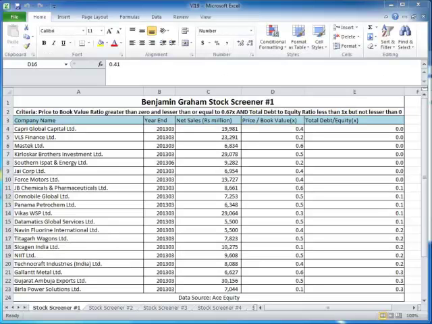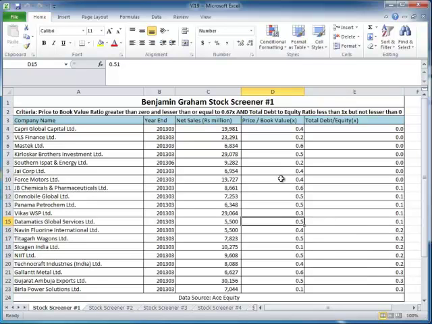Benjamin Graham stock screener number 1. Now here we are in Excel, and what we've done is apply the stock screener to our list of stocks, and we've shown you what has come up as a result. In this case, our criteria, as we've just seen, is that we want the price to book value ratio bigger than 0 and less than 2/3, or 0.67. You can see the price to book value ratio here, and it's always less than 2/3 and always positive. And we want the total debt to equity less than 1 but also bigger than 0, which you can see we have here as well.